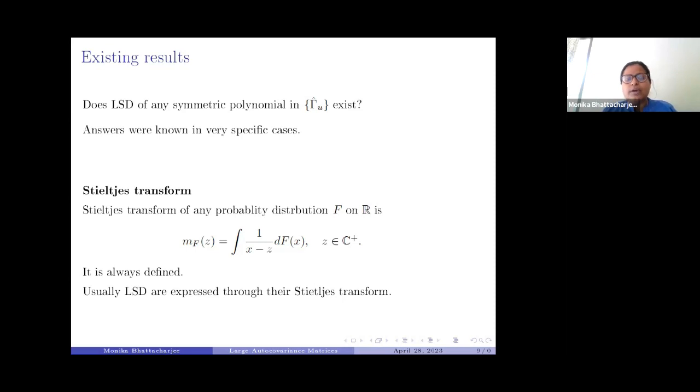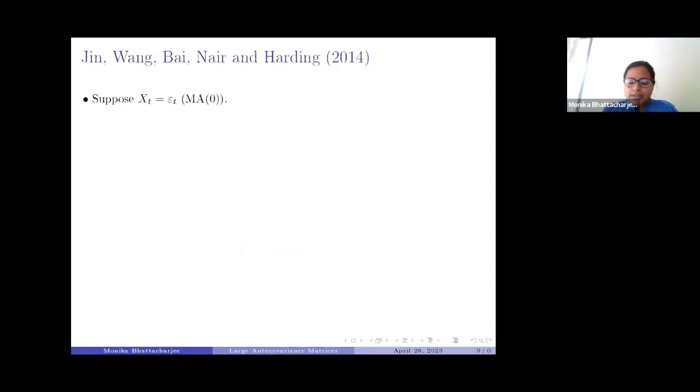But why I'm discussing it here is that in random matrix theory there are two types of approach to deal with the limiting spectral distribution. One is the Stieltjes transform method and the other is the moment method. In the existing literature, most works deal with the Stieltjes transform method, and they give the description of their LSD in terms of its Stieltjes transform, and that is why I want to recall it here.